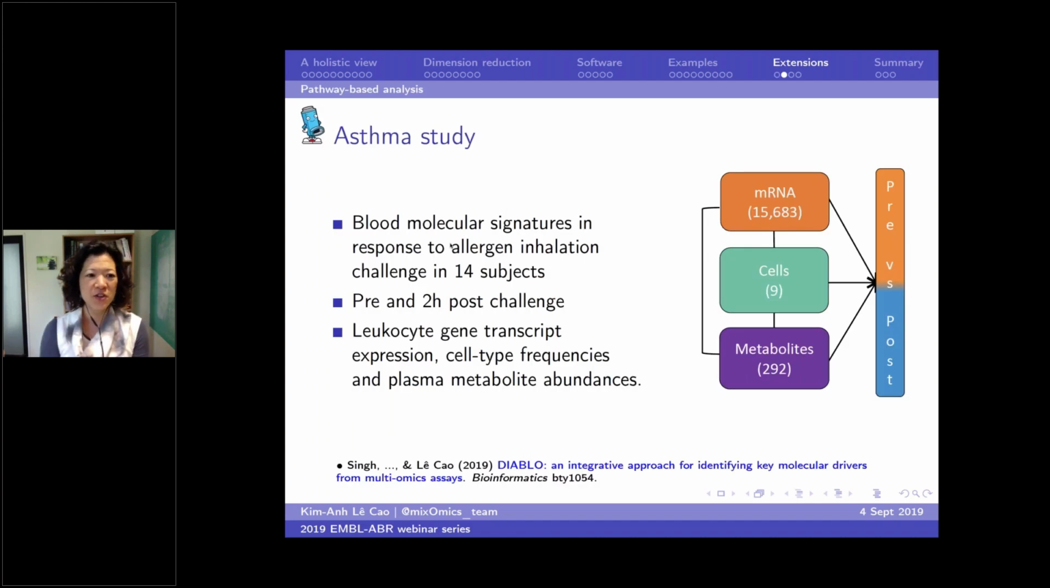So this is what we've done in an asthma study. We had 14 subjects and they had the allergen inhalation challenge, and the outcome, or what we looked at, was pre versus post challenge. In this study, we measured mRNA. We have 15,000 transcripts, different cell type frequencies, and also some metabolite abundance. And this is the outcome here. So basically, based on this, we want to be able to discriminate pre versus post challenge to understand what's going on during the asthma allergen challenge.